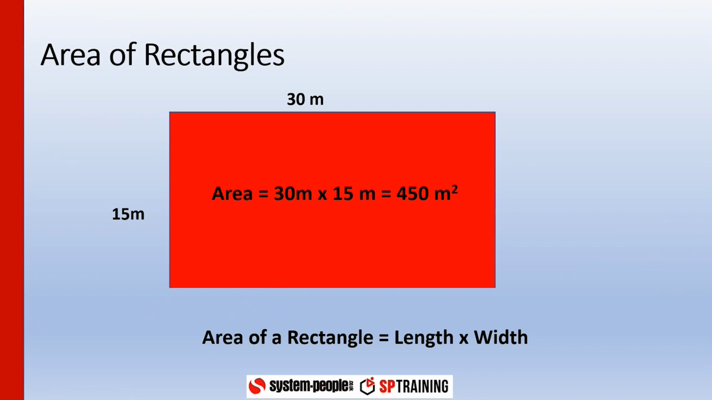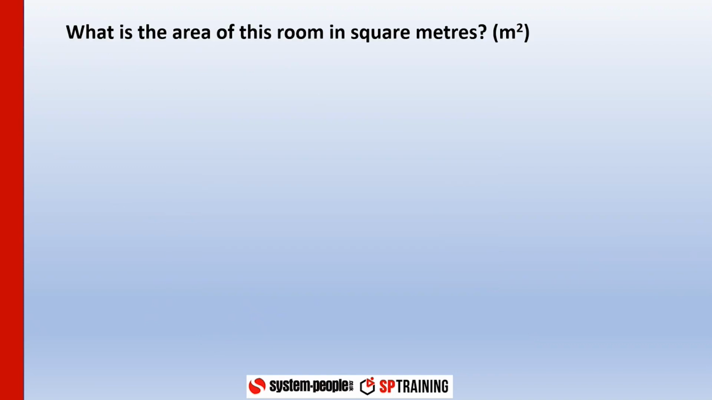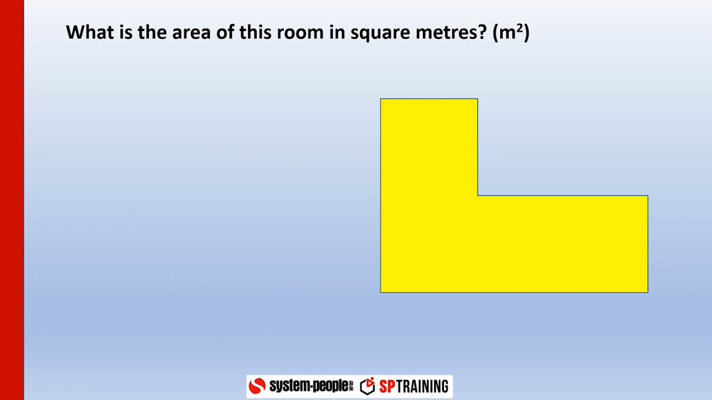So let's have a look at this. We've got an L-shaped room, and the question is, what is the area of this room in square meters? That is meters squared. The key there is meters. We're given these dimensions: 5 meters, 300 centimeters, 2 meters, 7 meters. So we've got to change all of those dimensions into meters. And we'll notice that 300 centimeters, 100 centimeters in a meter, is 3 meters. We divide the 300 by 100 and we get 3 meters for that bit.